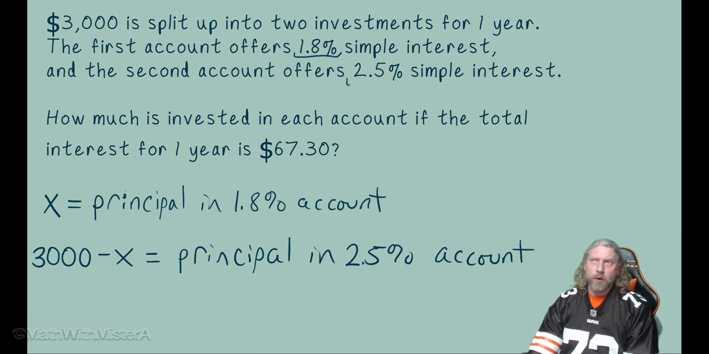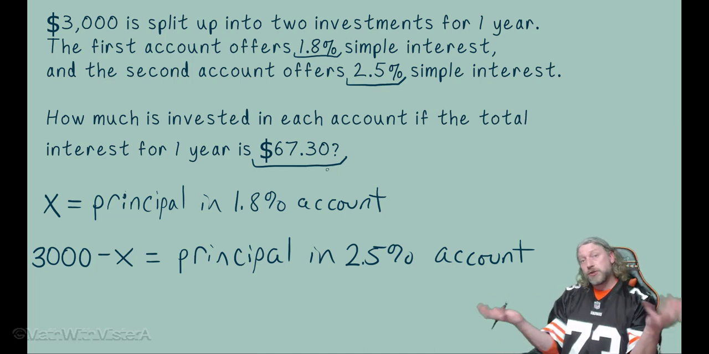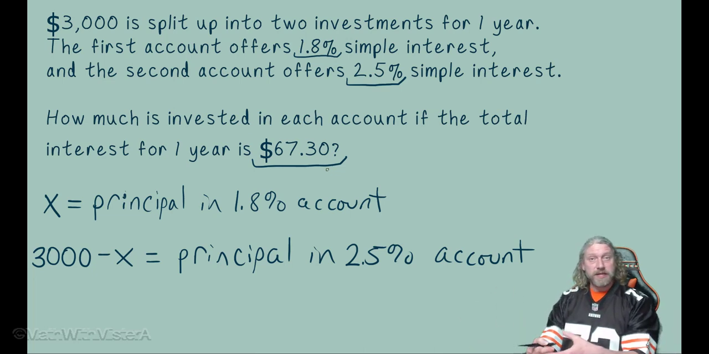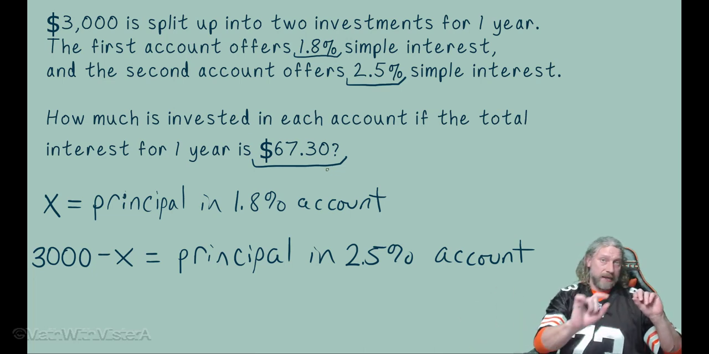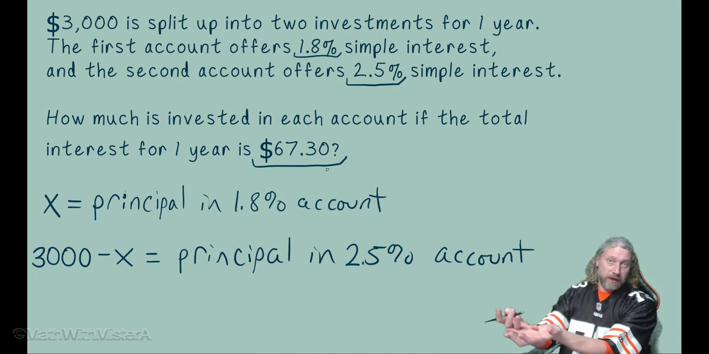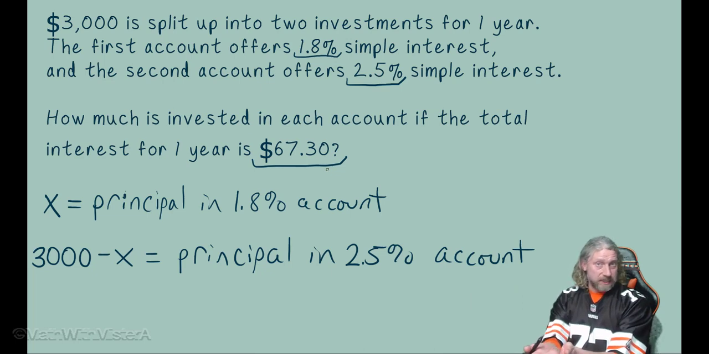The second one uses a 2.5% rate. And the total interest would be $67.30. Now, we just had an example where we looked at having two separate accounts, and we could find a total amount of interest by doing principal times interest rate for one, principal times interest rate for the other, and once we get those two amounts of interest, we add them together.